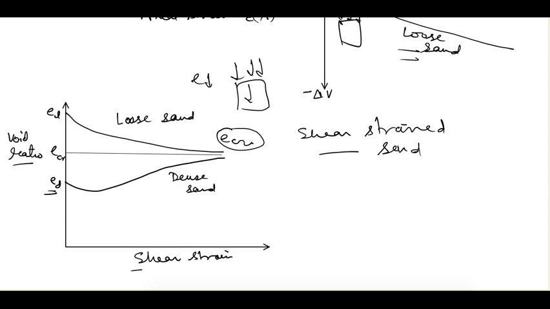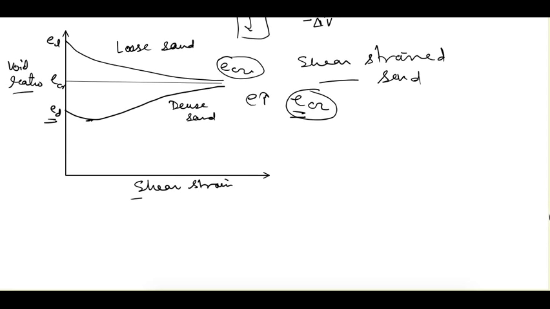And in the case of dense sand, as we apply shear strain on the dense sand, first its void ratio will decrease for a little while, and after that its void ratio increases and it also reaches the value of maximum void ratio, that is known as e critical, and after that its void ratio will not increase.